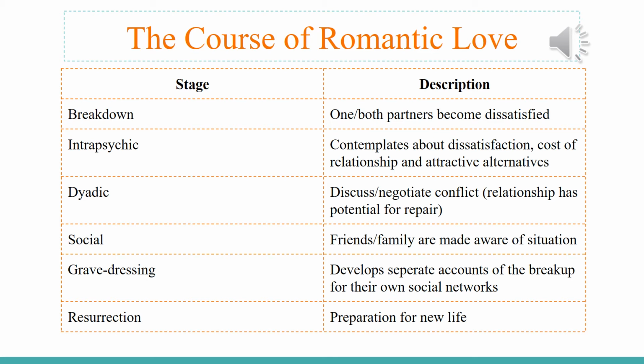Stage 4. Social. Friends and family are made aware of the situation. Stage 5. Grave dressing. The development of separate accounts of the breakup are made by both parties for their own social networks. So at this time, the breakup has happened, and both parties tell their circle, their friends, what happened from their perspective. And stage 6, resurrection, preparation for new life.